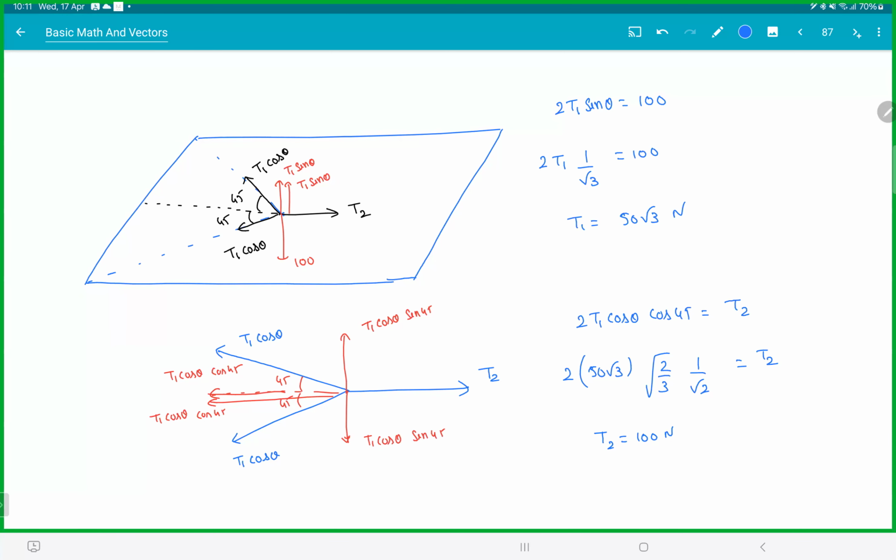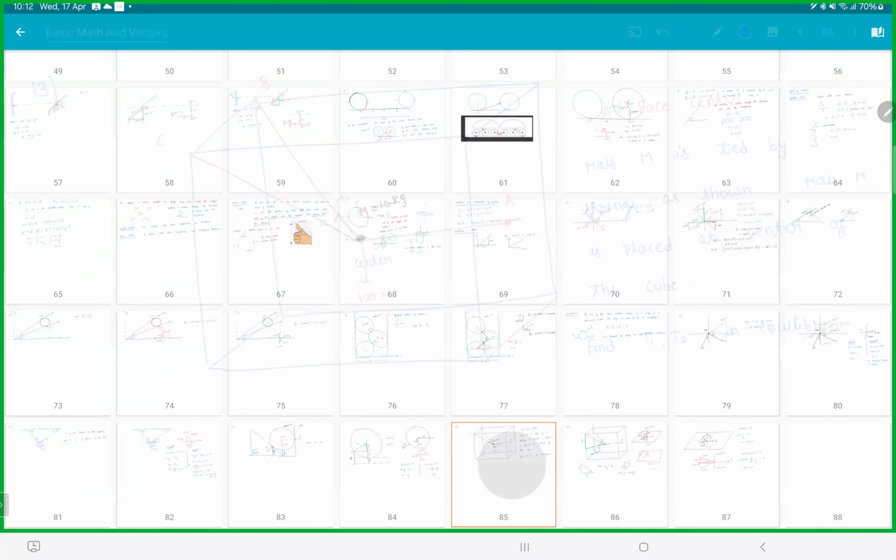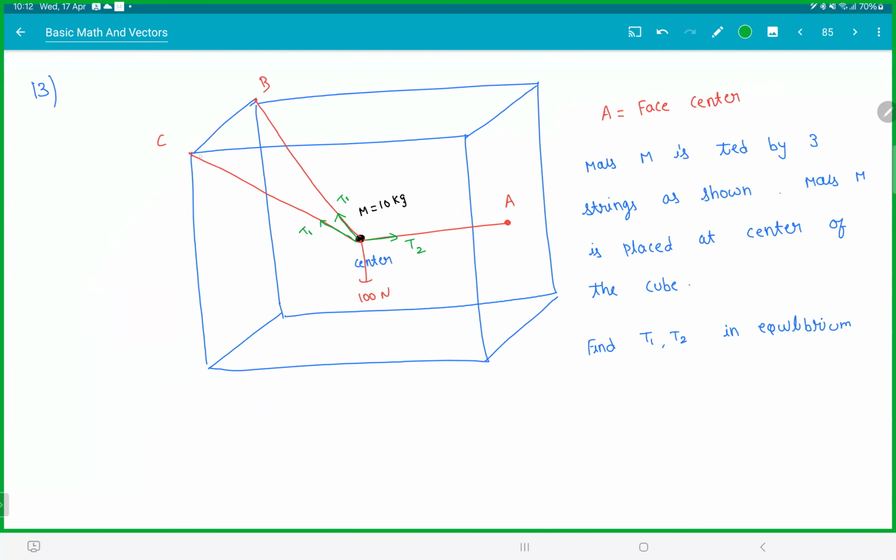Meaning, if you want to have fun, you can do something like this. Same question, you can connect like here. You can connect one string here and one string to the midpoint of this. You can connect like this, and then find T1, T2 and T3. Now all three tensions will be different.